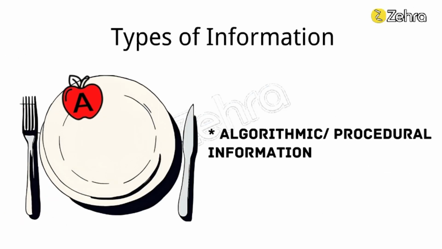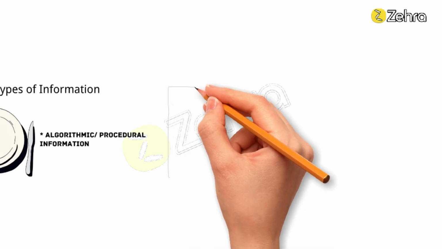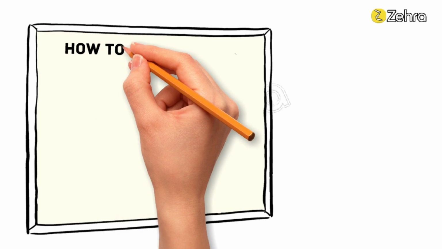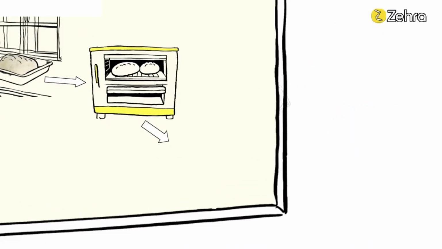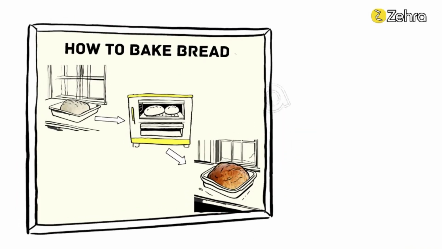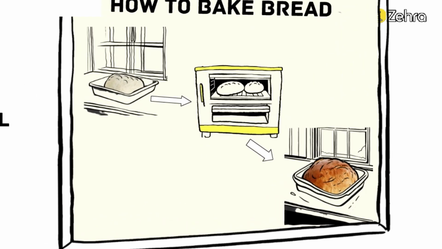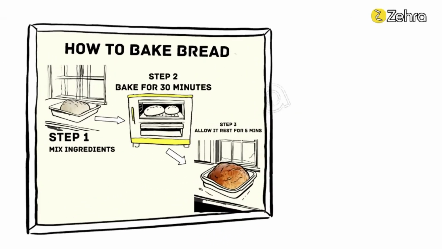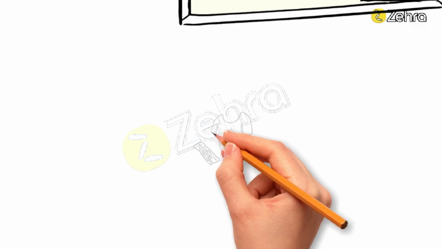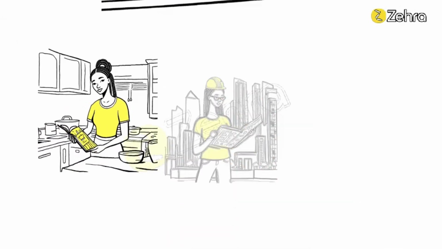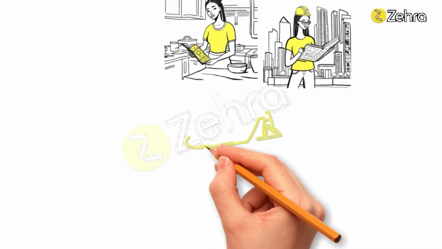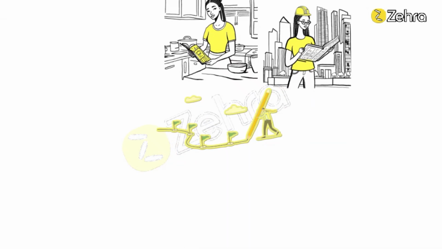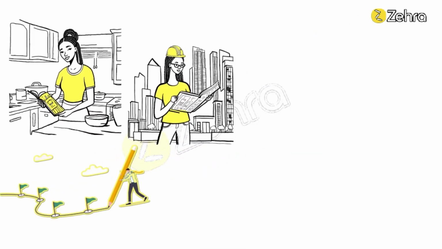What is algorithmic information? Algorithmic information, often referred to as procedural information, outlines the how of a task, providing step-by-step instructions or processes. It's often structured in sequence, guiding you through actions or solutions. Think of it as a recipe for a dish or a blueprint for building a house. It outlines the specific steps and techniques needed to achieve a desired outcome.